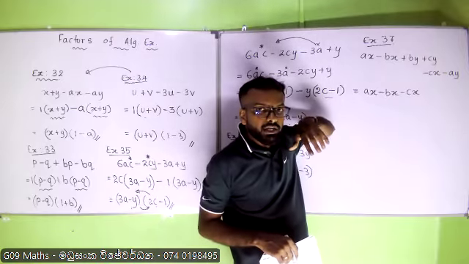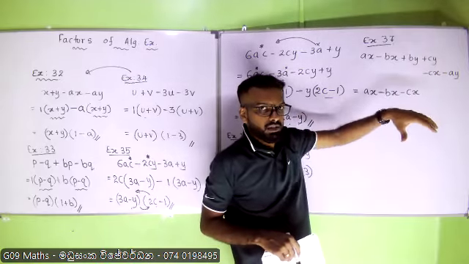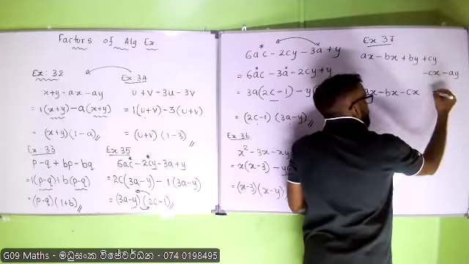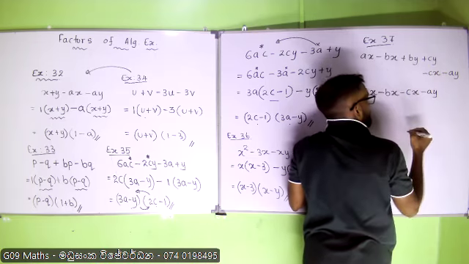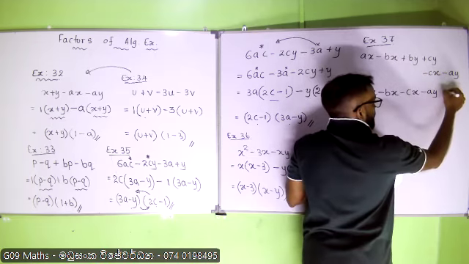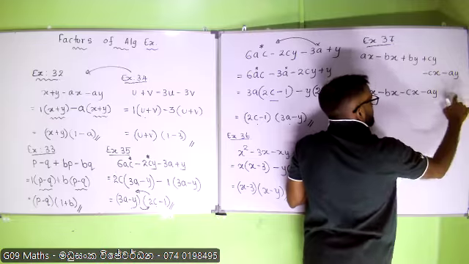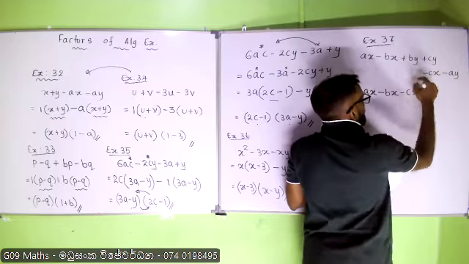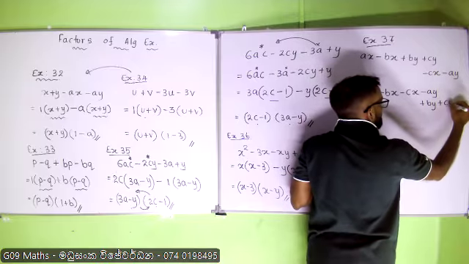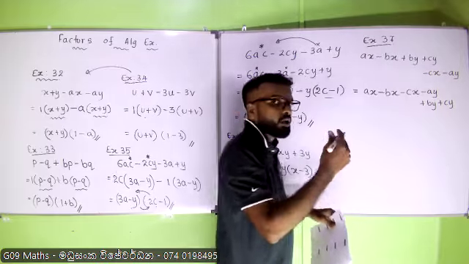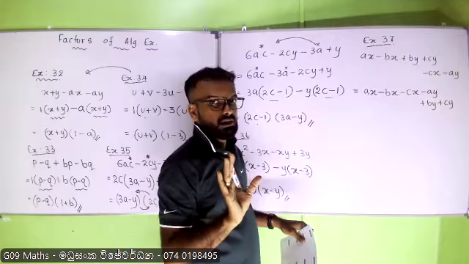I am going to write it in alphabetical order. So I can write this minus ay here. Then, since I do not have enough space here, I will write it down now. Plus by. I am arranging the terms so that I can take my common term out easily.